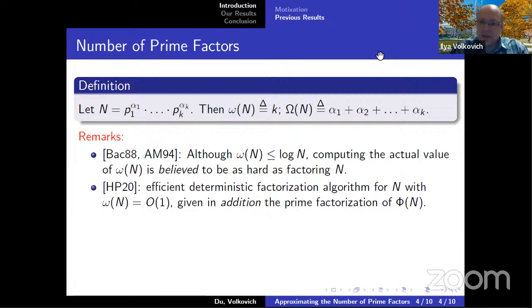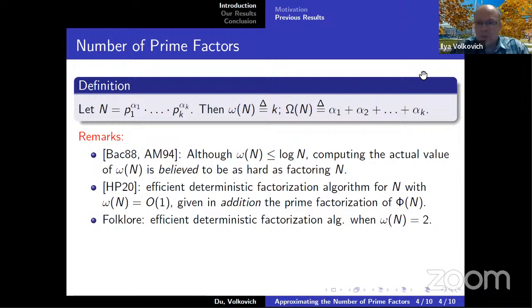It was recently, in that same work that I quoted earlier, they showed that when the number of factors is small, a constant, you can actually factor n if you also have the prime factorization of Phi-n. So it also plays an interesting role here. Now, what we do know is that if the number of factors is exactly 2, like in the case of RSA, a semi-prime, we can explicitly factor n given n and Phi-n. So this is a known result.